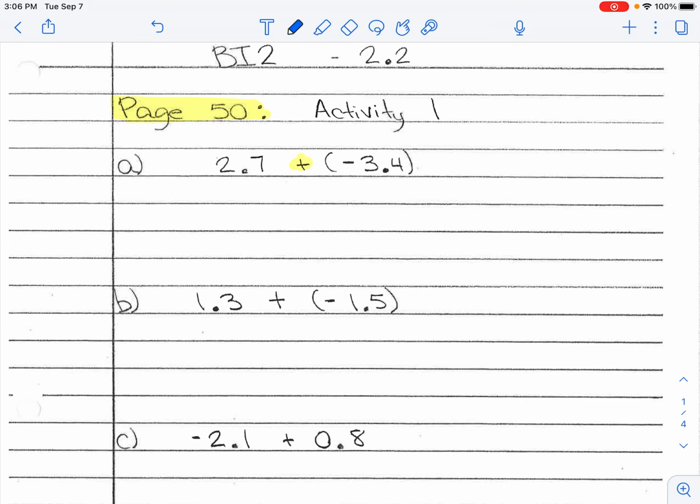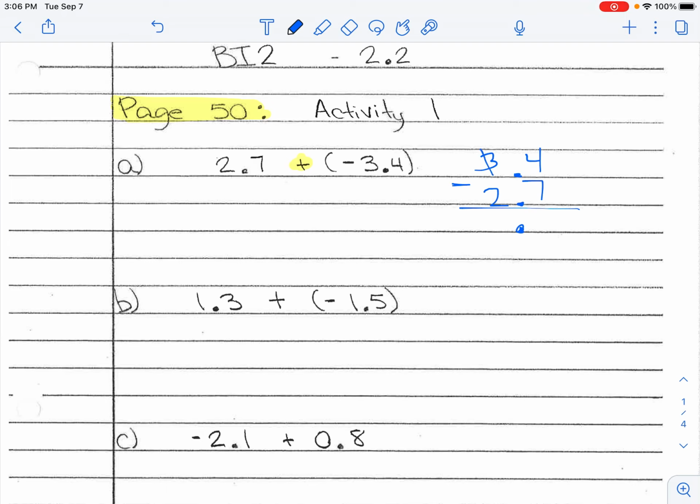Different signs, find the difference. So I'm going to find the difference. I'm going to subtract. Anytime we're subtracting decimals, you have to line up your decimals. So the number with the greater absolute value goes on top. So the 3.4 goes on top, minus the 2.7 on the bottom. When you're subtracting decimals, that decimal is going to drop straight down.